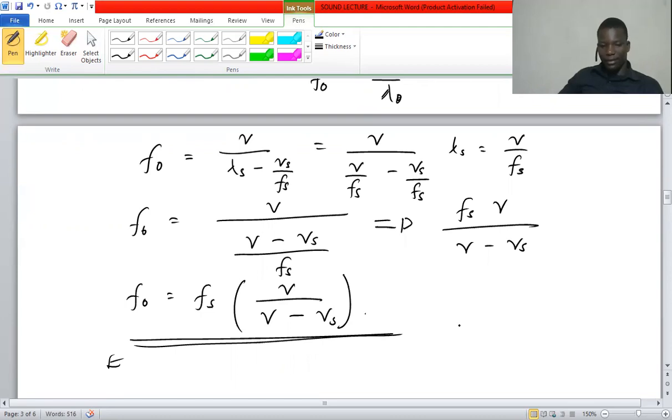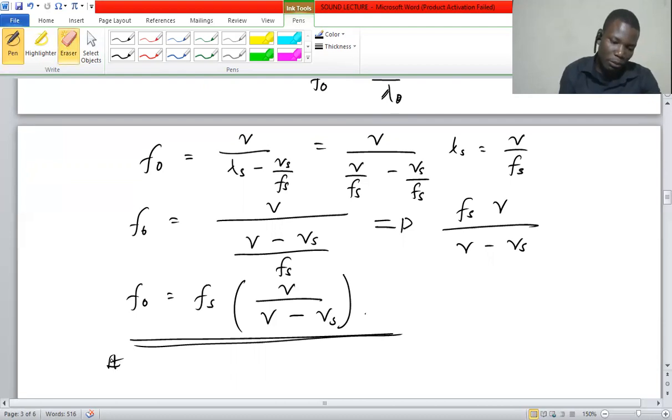When the source is moving towards the stationary observer, we see that the frequency is going to increase here. Okay, because we have a difference at the bottom here. So if we have a difference and the velocity of the source is increasing, the speed of the source is increasing, we're going to have an increase in the detected or observed frequency there. Okay, as it is moving towards the observer.